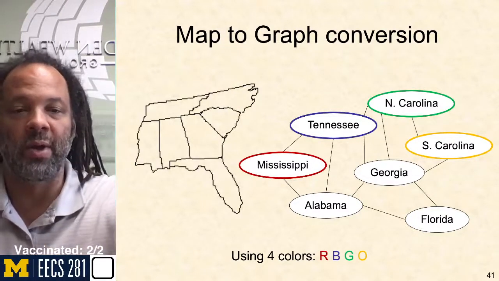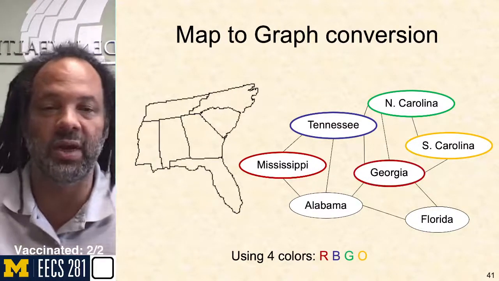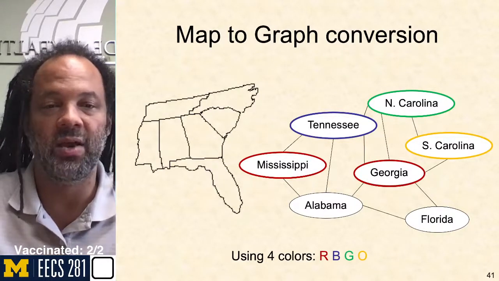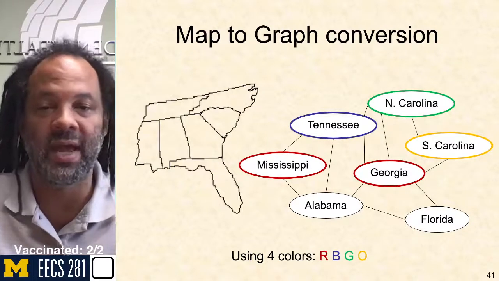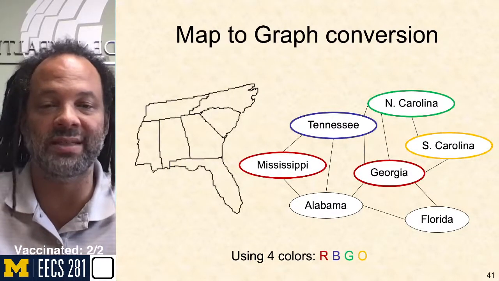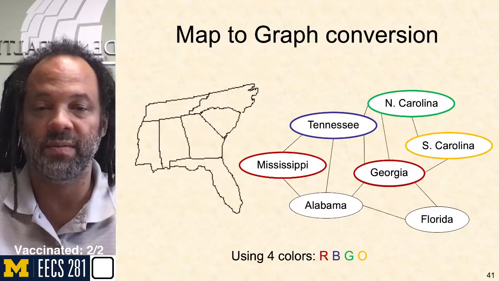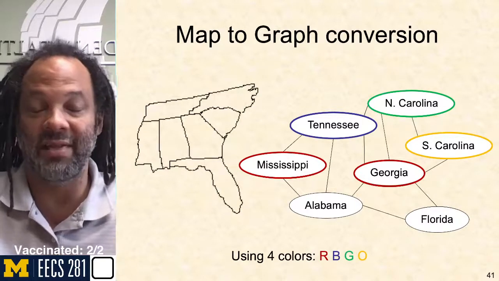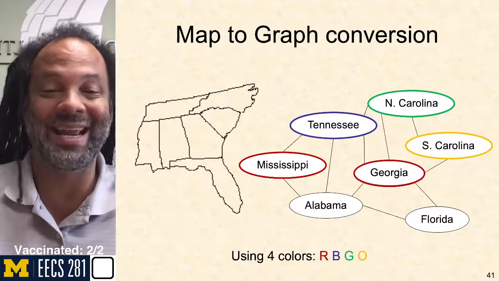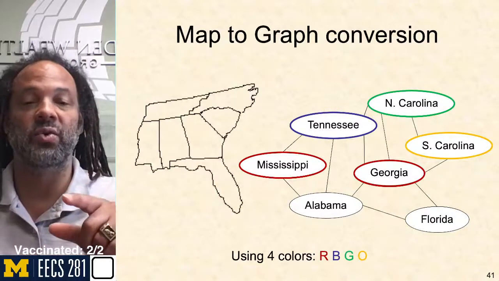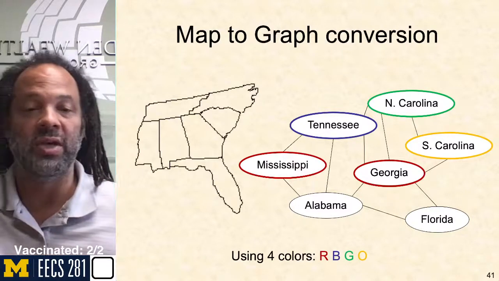I keep working my way around clockwise. I end up with Georgia here in the middle. Georgia is adjacent to Tennessee, North Carolina, South Carolina, Florida, and Alabama. The only thing Georgia isn't adjacent to is Mississippi in this region. But since they're not adjacent and they're the same color, I haven't violated any constraints. Everything that Georgia is adjacent to is either blue, green, or orange, and that's okay.